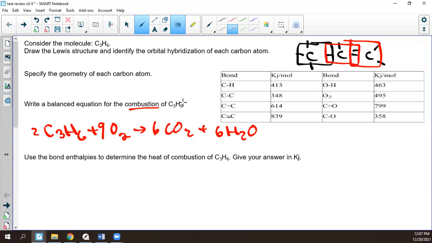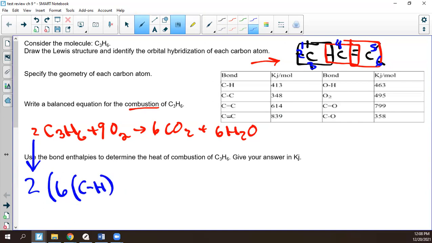I'm going to have C3H6, which is this thing right here, right? So I broke 1, 2, 3, 4, 5, 6. I'm going to put a 2 right here, and then I'm going to put 6. Why did I put a 2 right there? Because of the coefficient. And then I'm going to put a 6 C to H bonds. Why did I do that?